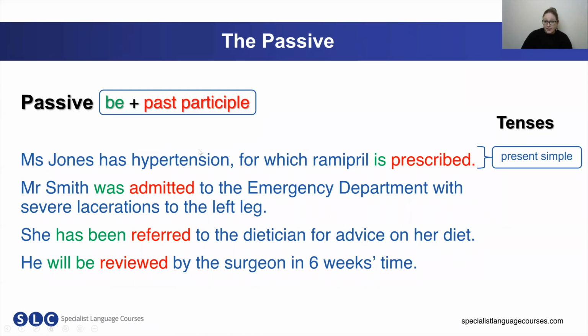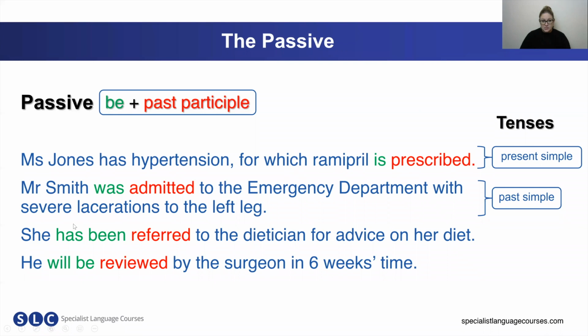Let's take a look at the second example. Mr. Smith was admitted to the emergency department with severe lacerations to the left leg. Here we need to put it in past simple because it's a past action. So we've changed the verb to be and put it in past simple, was. And again, the action verb is still in the past participle form.